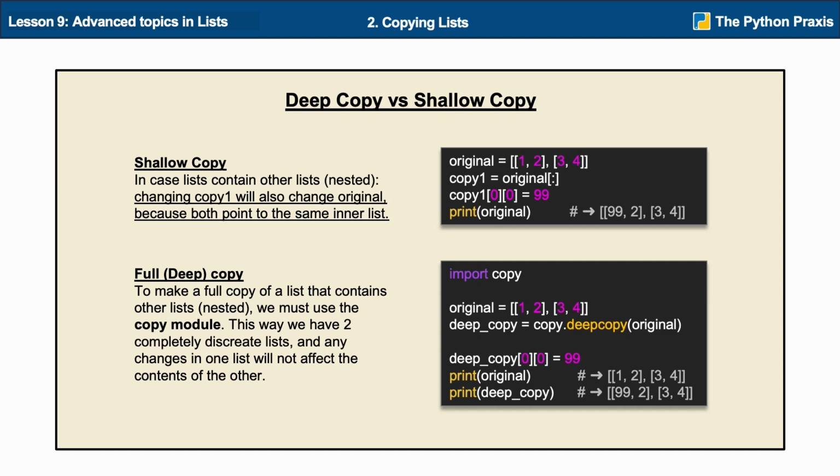To overcome this issue, and make a full copy of a list that contains other nested lists, we must use the copy module. For this, we must first import the copy module. Then we use the function copy.deepcopy with argument the original list. This way, we have 2 completely discrete lists, and any changes in one list will not affect the contents of the other. So remember, use shallow copies for simple lists. Use deep copy for nested ones.